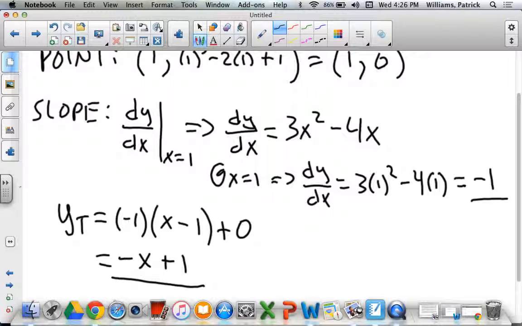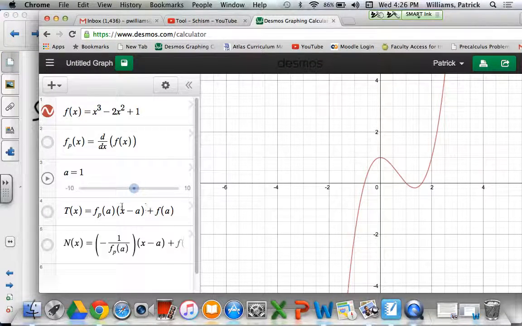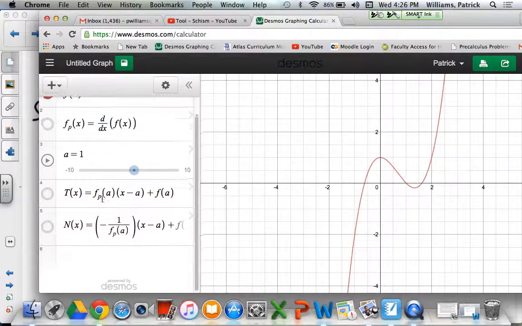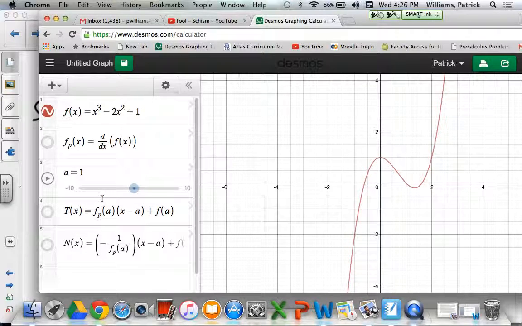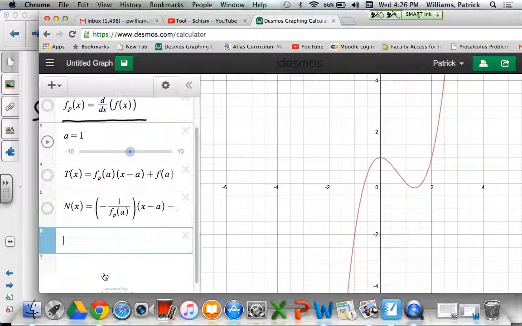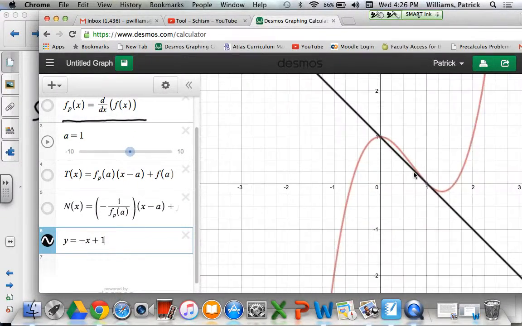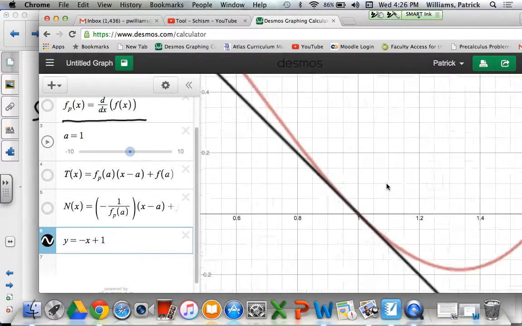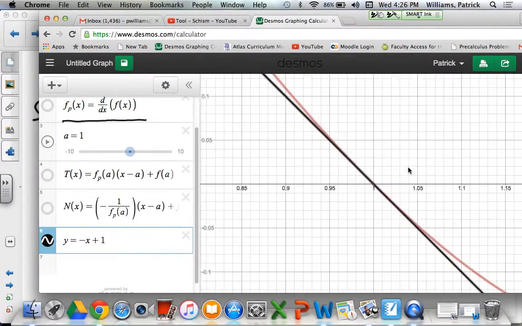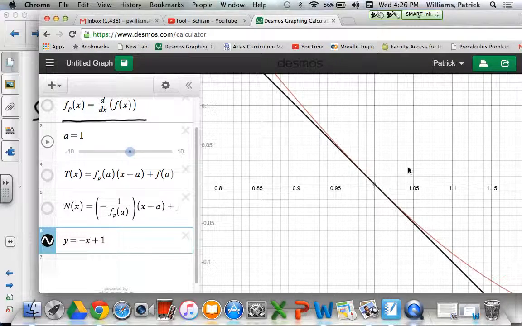Okay, so let's go into Desmos real quick. And we already have this equation plotted right here. So don't worry about all this other stuff on there. We'll go over this later. But we got our equation right here. So if we plug in that function y equals negative x plus 1, and we zoom in on the point right where x is equal to 1, doesn't it look like that black line is completely tangent to the curve right at that point? So I would say we calculated this one correctly.